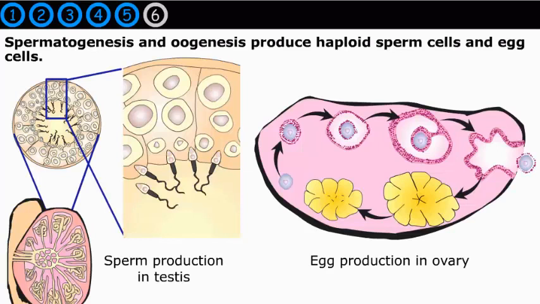The process of spermatogenesis and oogenesis produce haploid sperm and eggs in specialized organs called testes and ovaries. These gametes are produced from germ cells which are separated early in the development of the embryo.